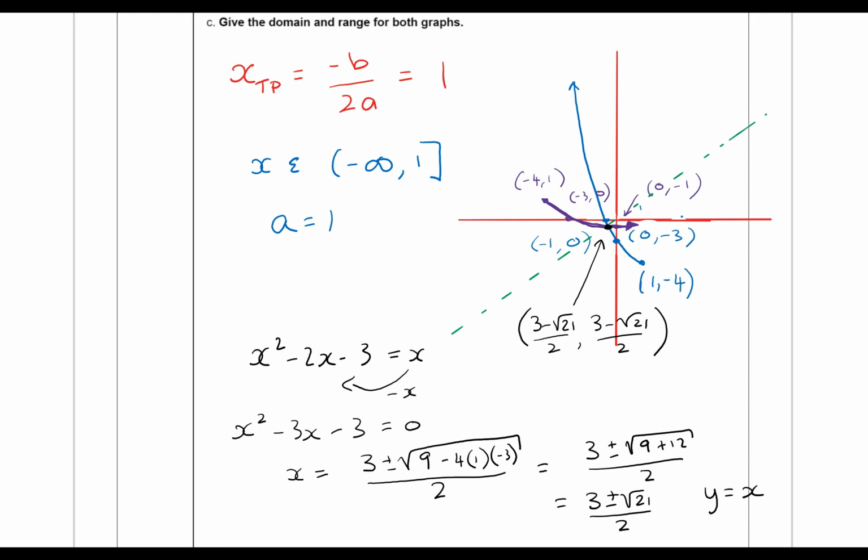It's asked for the domain and range of both graphs. Well, here, the domain of y is equal to, it's in the question, negative infinity to a. The range of y is equal to negative 4 to infinity. For my inverse function, we swap these around. The domain of the inverse is equal to negative 4 to infinity, and the range of the inverse is equal to negative infinity to 1.